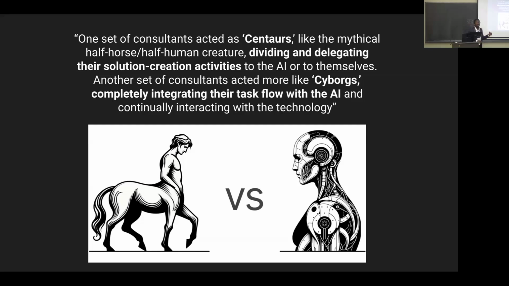So what this means is they used AI like a calculator, right? When I came to a problem, maybe it was 2 plus 2, I would just type into the AI, what's 2 plus 2? And it would spit back 4, and I would just take the answer as is, right? Versus there was another set of consultants that acted more like cyborgs, completely integrating their task flow with the AI and continually interacting with the technology.